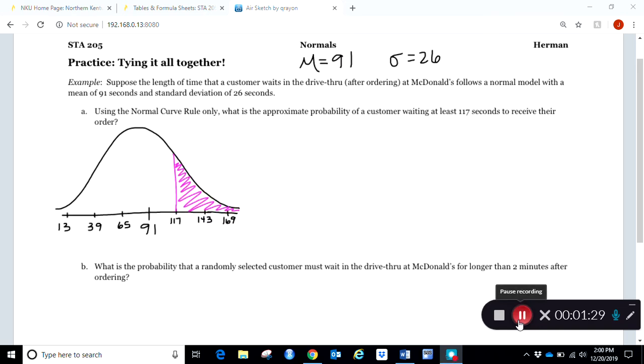So first for part A, let's see if our picture agrees. So I have a mean of 91 seconds. My standard deviation step size here is that 26 given to us early in the problem. We then have the key number of 117 seconds showing up in the problem, which perfectly falls right here. And since it said at least, that means that's the smallest value it could be, or it could be anything bigger. So that at least is going to tell me to shade to the right.